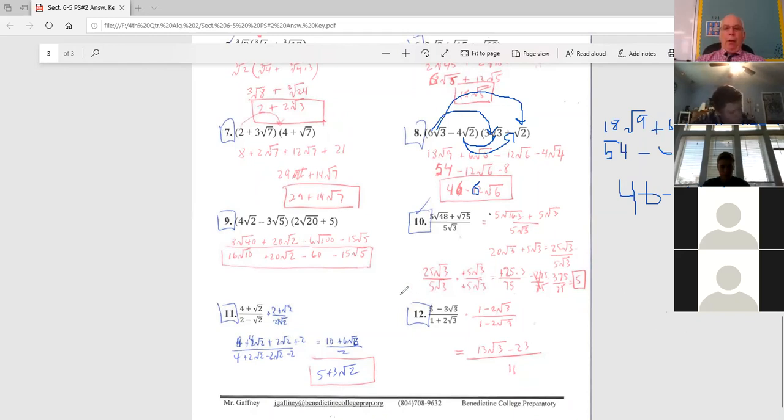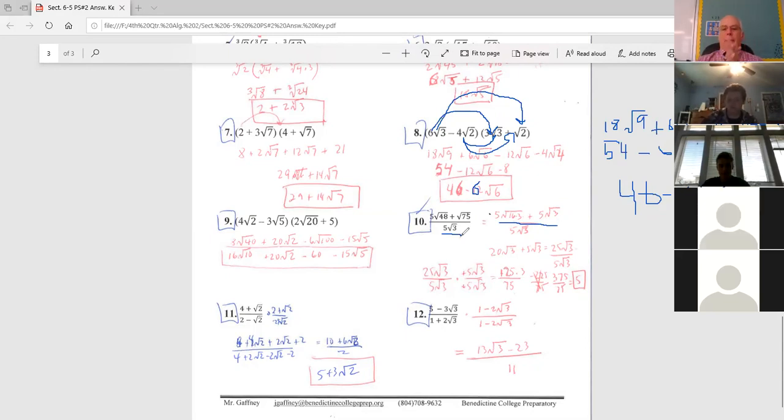All right, let me point out a couple things. On 10, there's a couple different ways you can solve this. What I did is I simplified what was under the radical before I went further. And then remember, we can't have any radicals in the denominator.